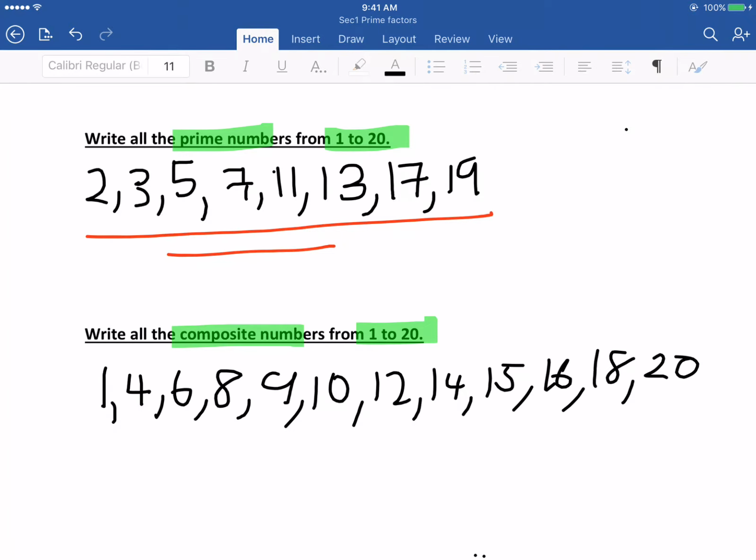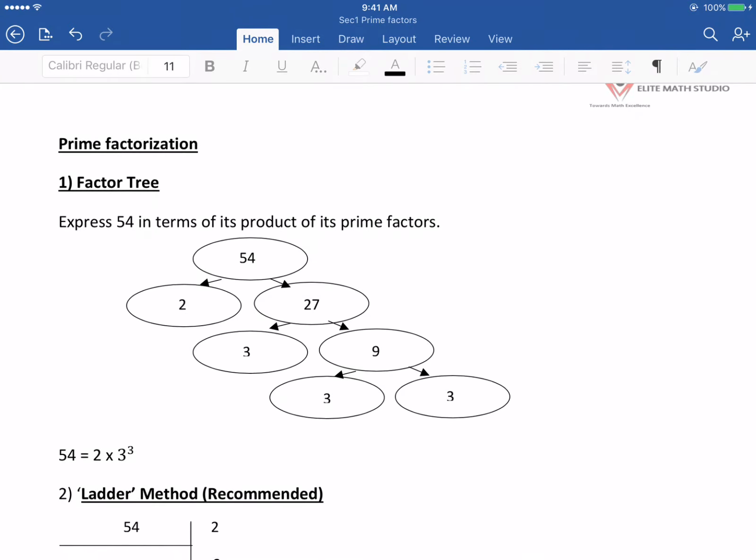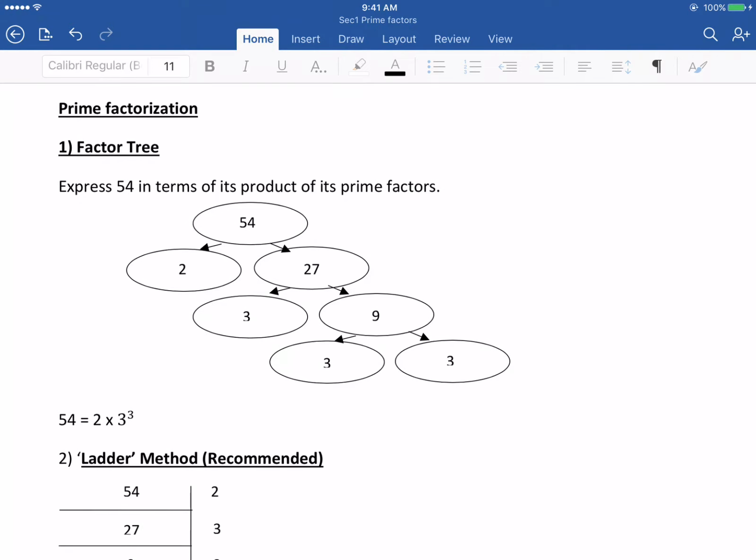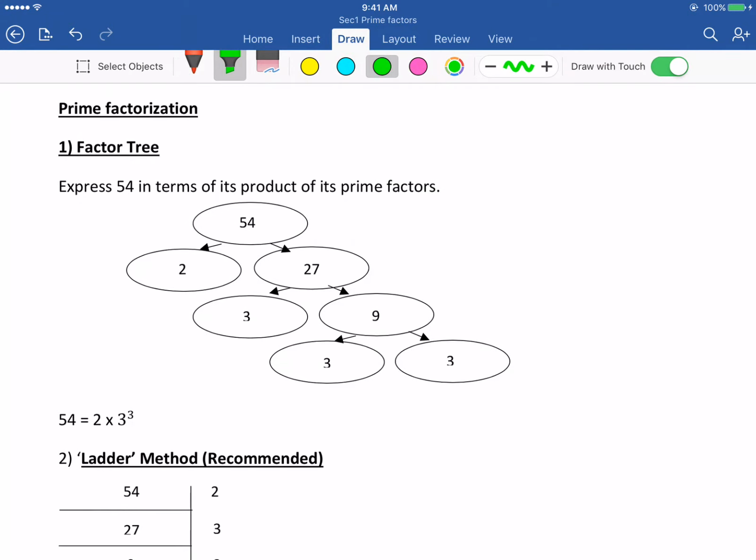Okay, let's go on to the next page. Next, we need to know the concept of prime factorization. There are 2 ways of doing prime factorization. One of which is what we call a factor tree. Let's say the question is: express 54 as a product of its prime factors. So for example, you list down 54 first.